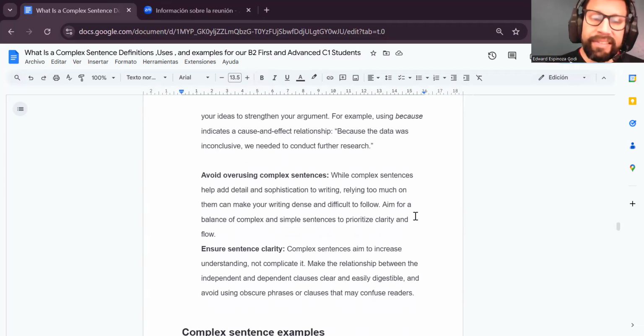Ensure sentence clarity. Complex sentences aim to increase understanding, my dear students, not complicate it. Make the relationship between the independent and the dependent clauses clear and easily digestible, and avoid using obscure phrases or clauses that may confuse listeners and readers.